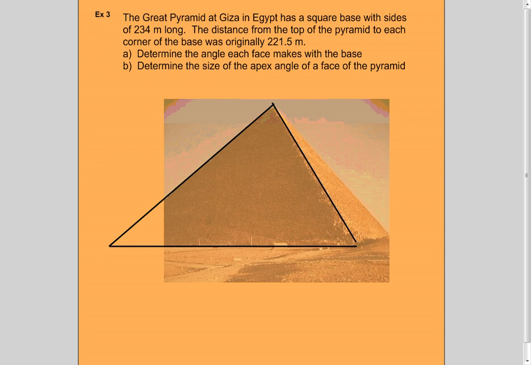So they were saying that the square base, so all four sides on the bottom, are 234 meters. And the distance from the top of the pyramid to each corner of the base was originally 221.5 meters. So we have our diagram. For A, we're asked to find the angle each face makes with the base. So we are looking for that angle there for part A. Then we're asked to determine the size of the apex angle of a face of the pyramid. An apex angle is at the top, as if you're standing on the top corner and looking downwards. So this angle along here, I'm going to call it beta. We're asked to find each one of those angles.